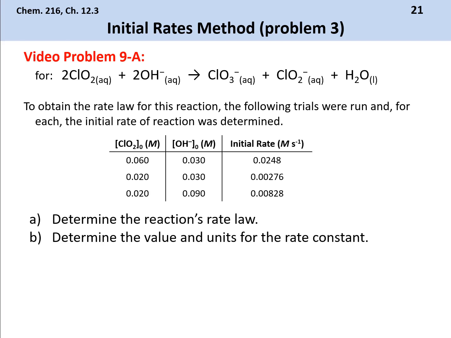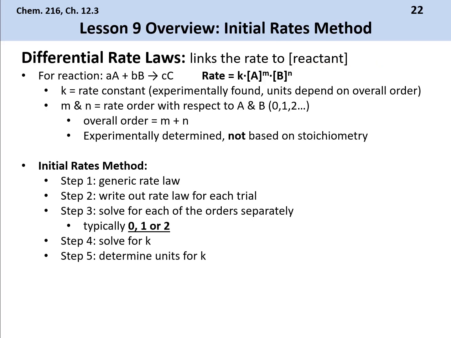Okay, so here's one problem, video problem 9a. You can go through, you can look at this, figure it out. Notice there are 2 reactants and 3 products. Do I care about the products? No. Right? Okay, so determine the reaction's rate law, and then determine the value and the units for the rate constant. All right, that is differential rate laws, or using the initial rates method to find differential rate laws, right? So to find the values for k and to find those values for m and n.